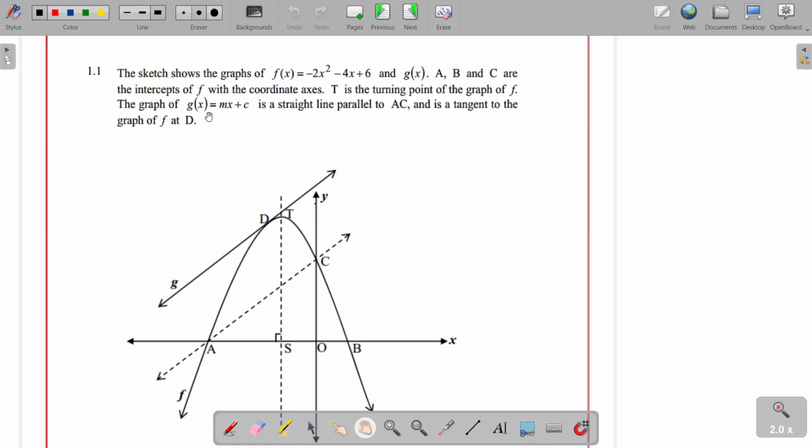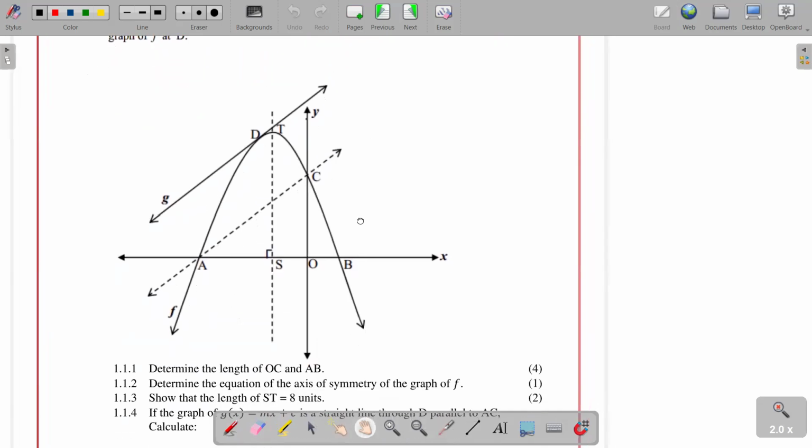The graph of g(x) is equal to mx plus c. Here is our g. It's a straight line parallel to AC. Here is AC, where A is the x-intercept of f and C is the y-intercept of f. And g(x) is a tangent to f at D as illustrated on this diagram. Then we go to our questions.